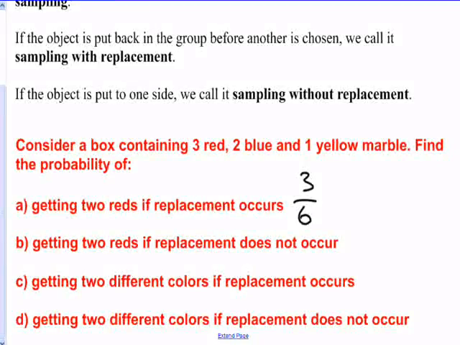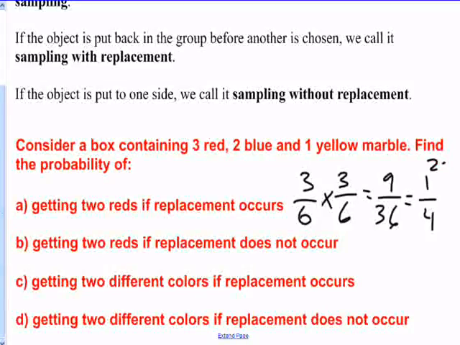I pulled a red one, all right? But I want 2 reds. So after I drew that first red one, I put it right back, and now I'm going to draw another one. So not only did I keep my 6 marbles in there, but I kept my 3 reds in there, instead of going down to 2 reds and 5 marbles altogether. So I multiply across, and I get 9 over 36, which is about 1/4, so about 25%.